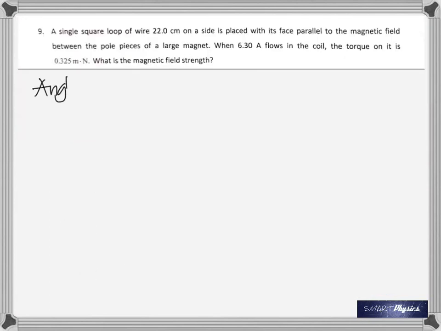Brings us to the last one. It says a single square loop of wire 22 centimeters on a side is placed with its face parallel to the magnetic field between the pole pieces of a large magnet. All right, it's a square loop, and its face is parallel to the magnetic field. And when 6.3 ampere flows in the coil, the torque on it is 0.325 meter Newton. What is the magnetic field?